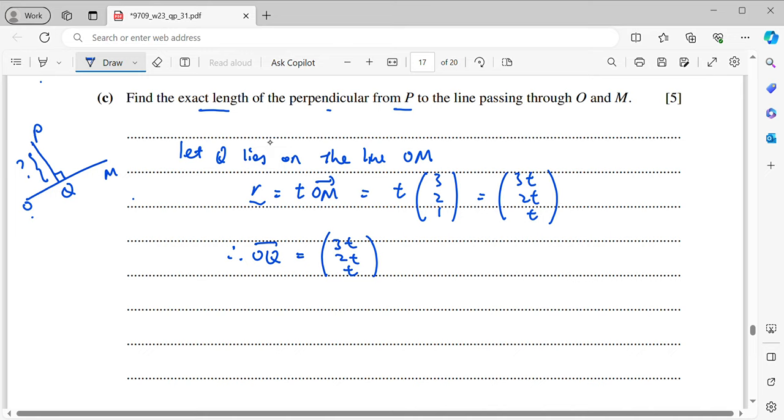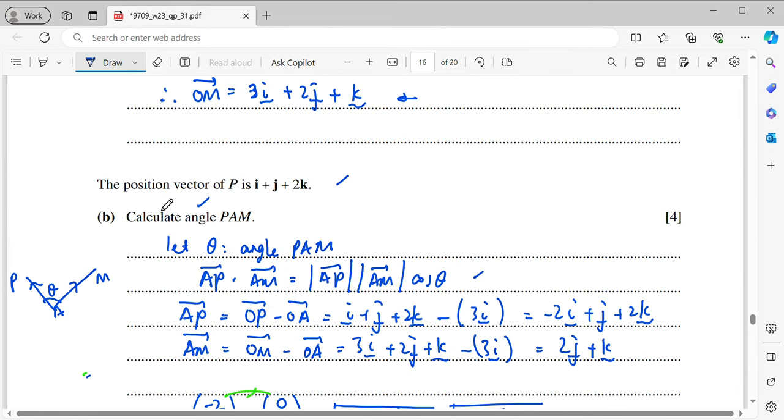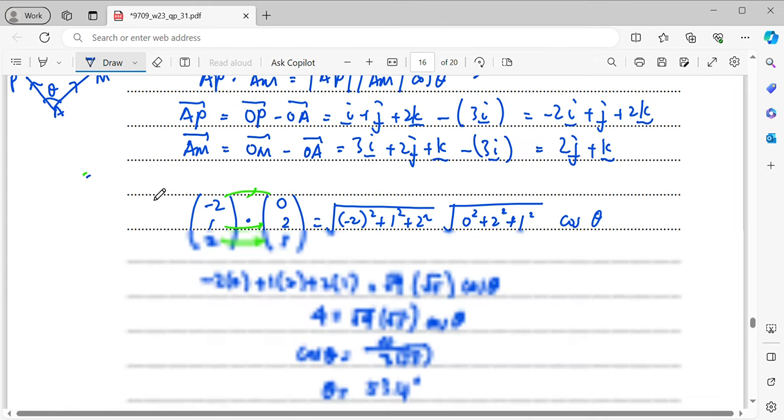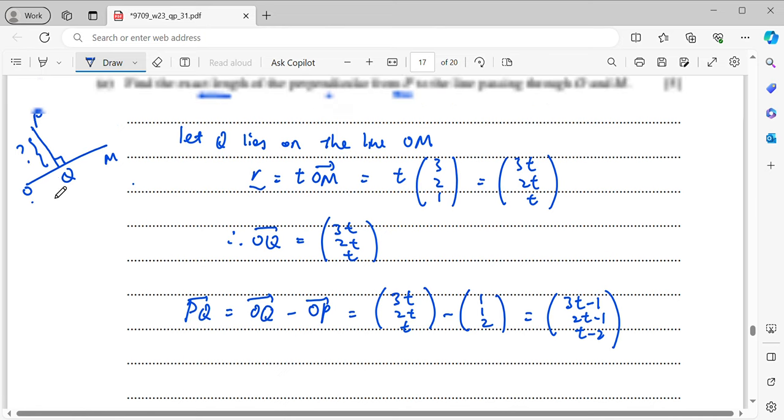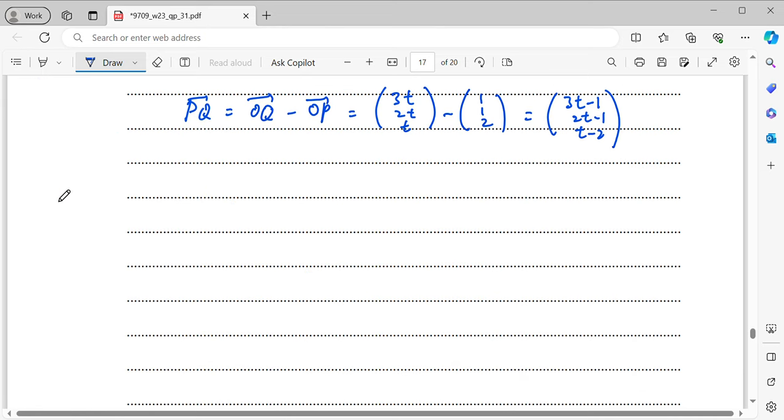Okay, so from the diagram, PQ is perpendicular to OM, right? So that means I have to find my PQ vector. So vector PQ is OQ minus OP, which is 3t, 2t and t minus my OP just now, 1i, 1j, 2k, so 1, 1, 2. Therefore, this is going to be 3t minus 1, 2t minus 1, and then t minus 2. That is my PQ. So my PQ is perpendicular to OM. Therefore, I will write PQ dot OM equals 0.